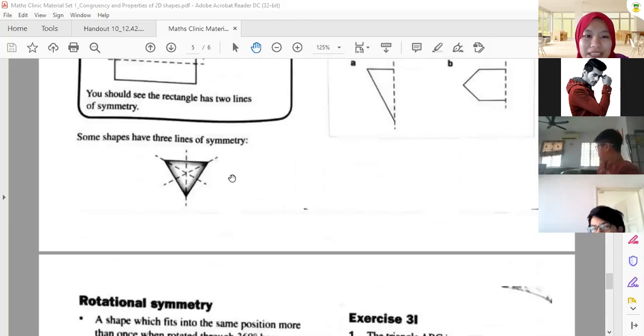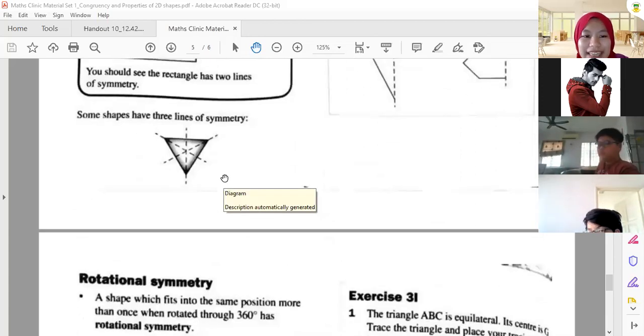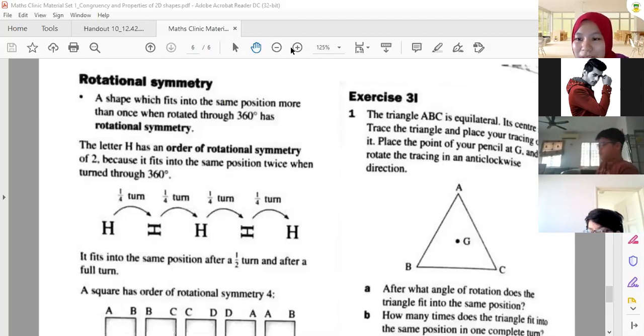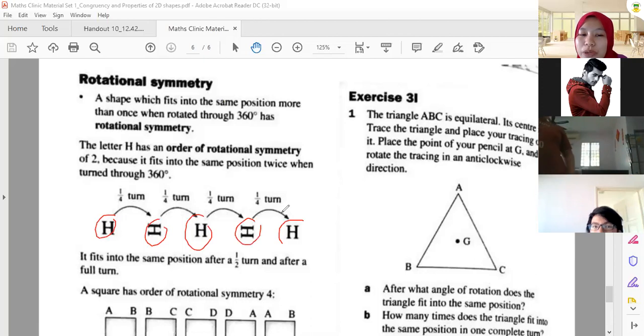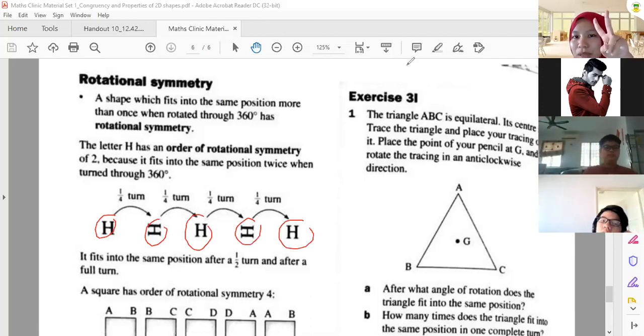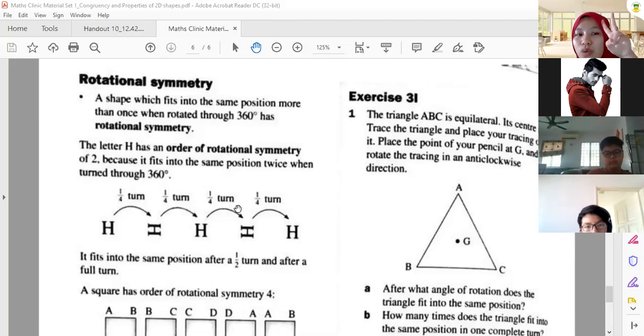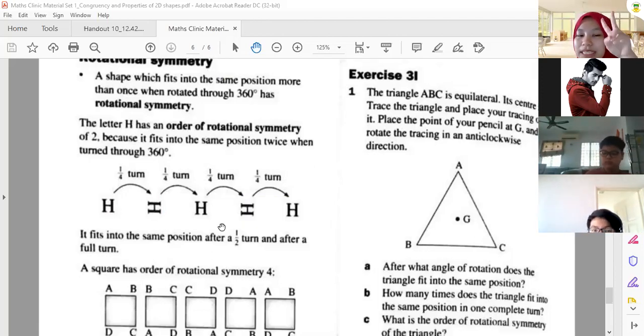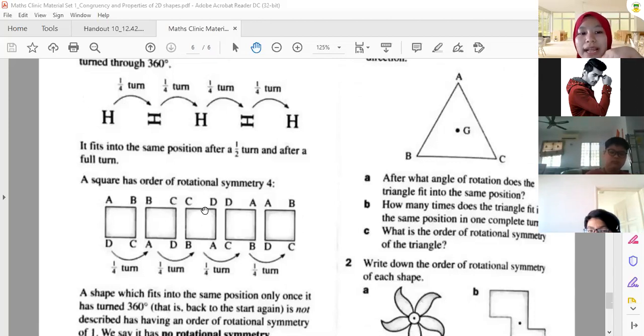Some shapes have 3 lines of symmetry, like an equilateral triangle. When we talk about rotational symmetry, the last part of this chapter, you rotate the shape and count how many times it looks the same. Then you call it rotational symmetry. Like the letter H: when you rotate it until it goes back to its original position, you will notice there are 2 times it appears the same. So the letter H has order 2 of rotational symmetry. The same goes for a square. A square has 4: 1, 2, 3, 4. Order 4 of rotational symmetry.